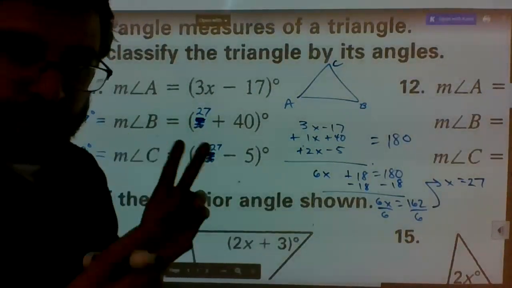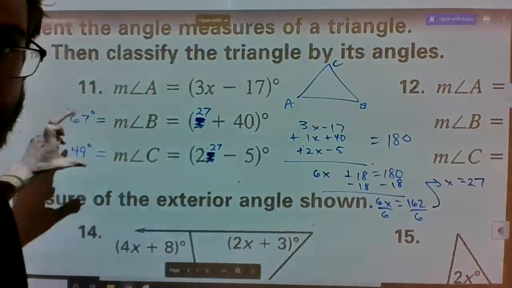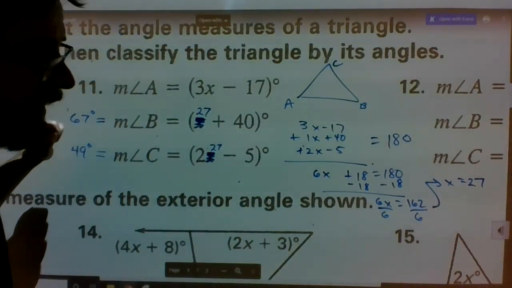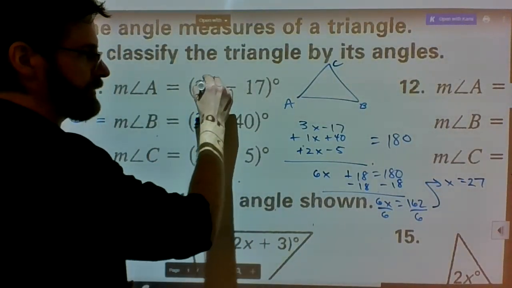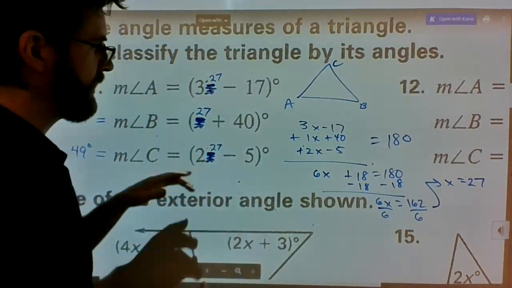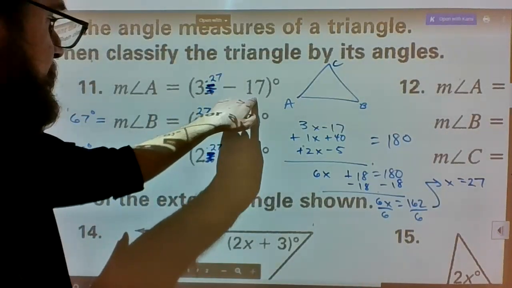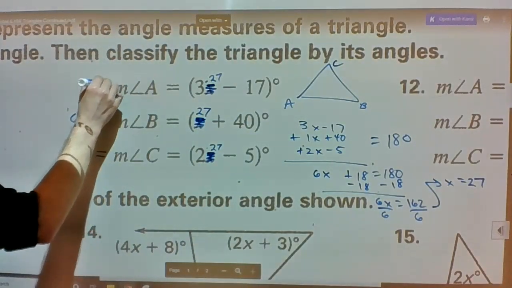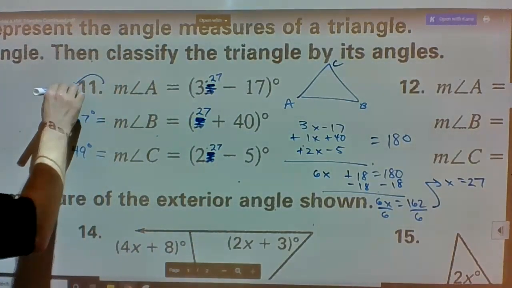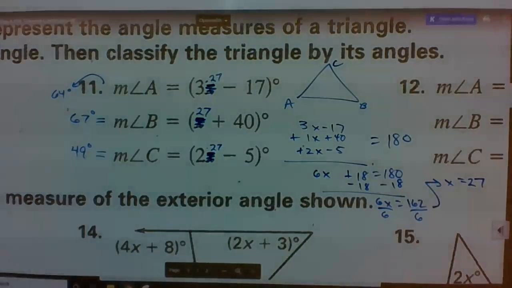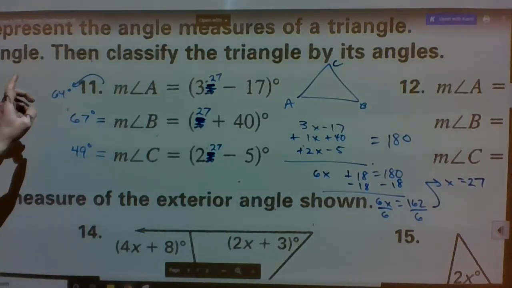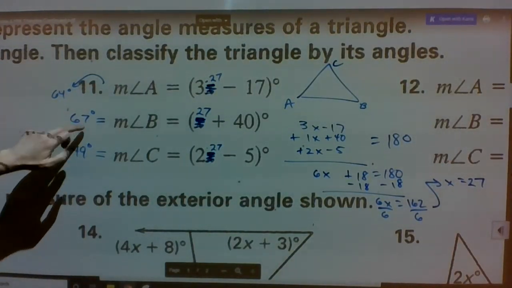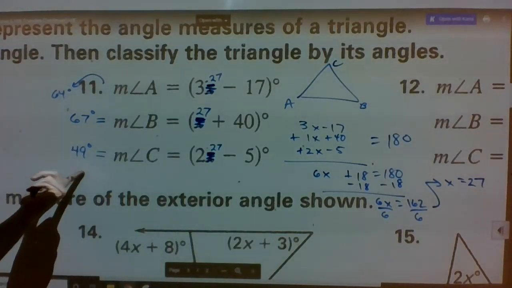And then I can do one of 2 things. I could say take 180 minus both of these to get the last one, or just go back to the x and plug in the 27 there. This is going to be 81 minus 17. Comes out to be 64 degrees. So it's a triangle with 64 degrees, 67 degrees, and 49 degrees.